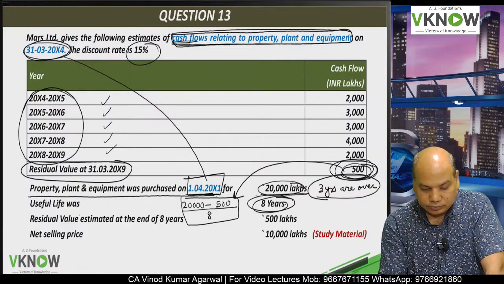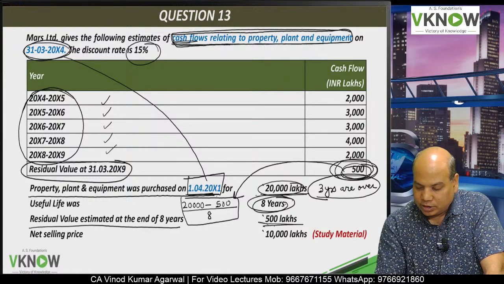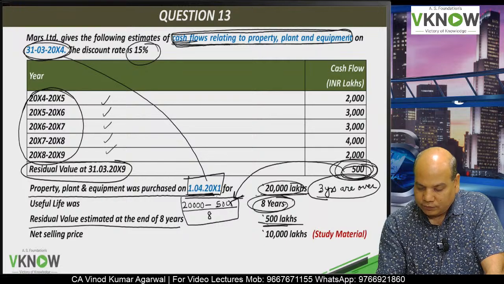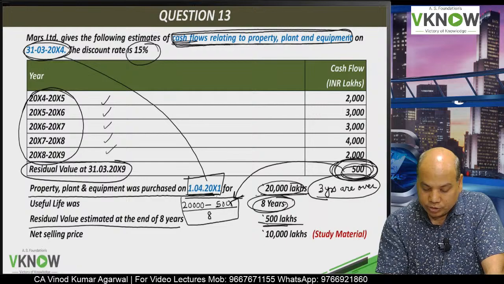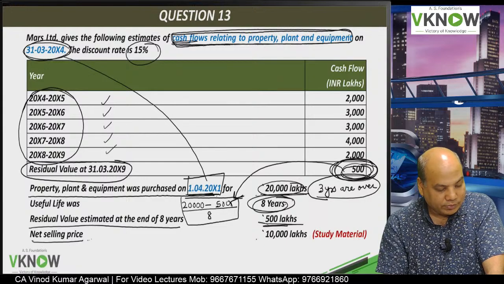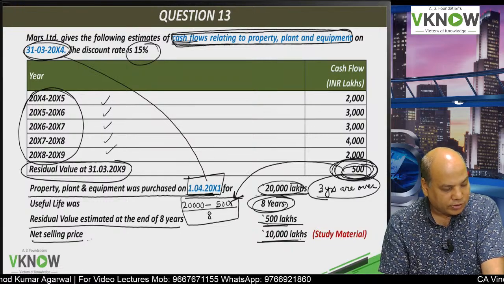Then it says residual value estimate is 500 lakh. That will be required for depreciation, that will be required for value in use also. And now the net selling price is 10,000 lakhs. Net selling price is 10,000 lakh.